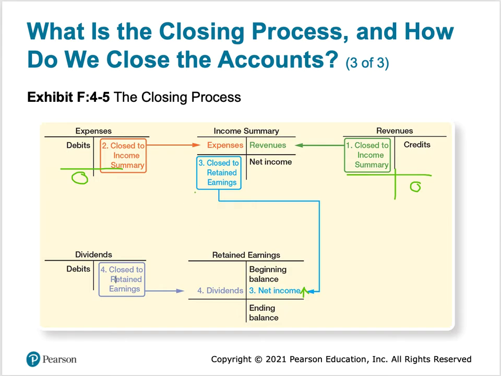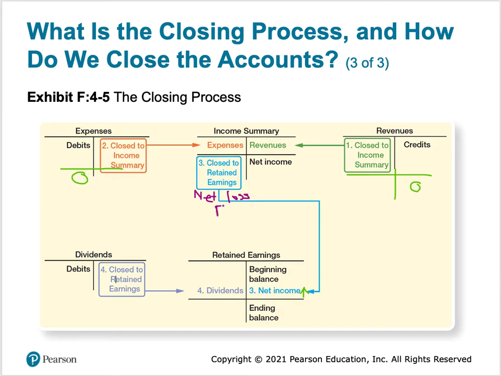Alternatively, let me change colors. If we had a net loss, it would show up, sorry, this is looking a little scary. It would show up on the debit side. So step 3 instead would be to credit income summary and debit retained earnings.